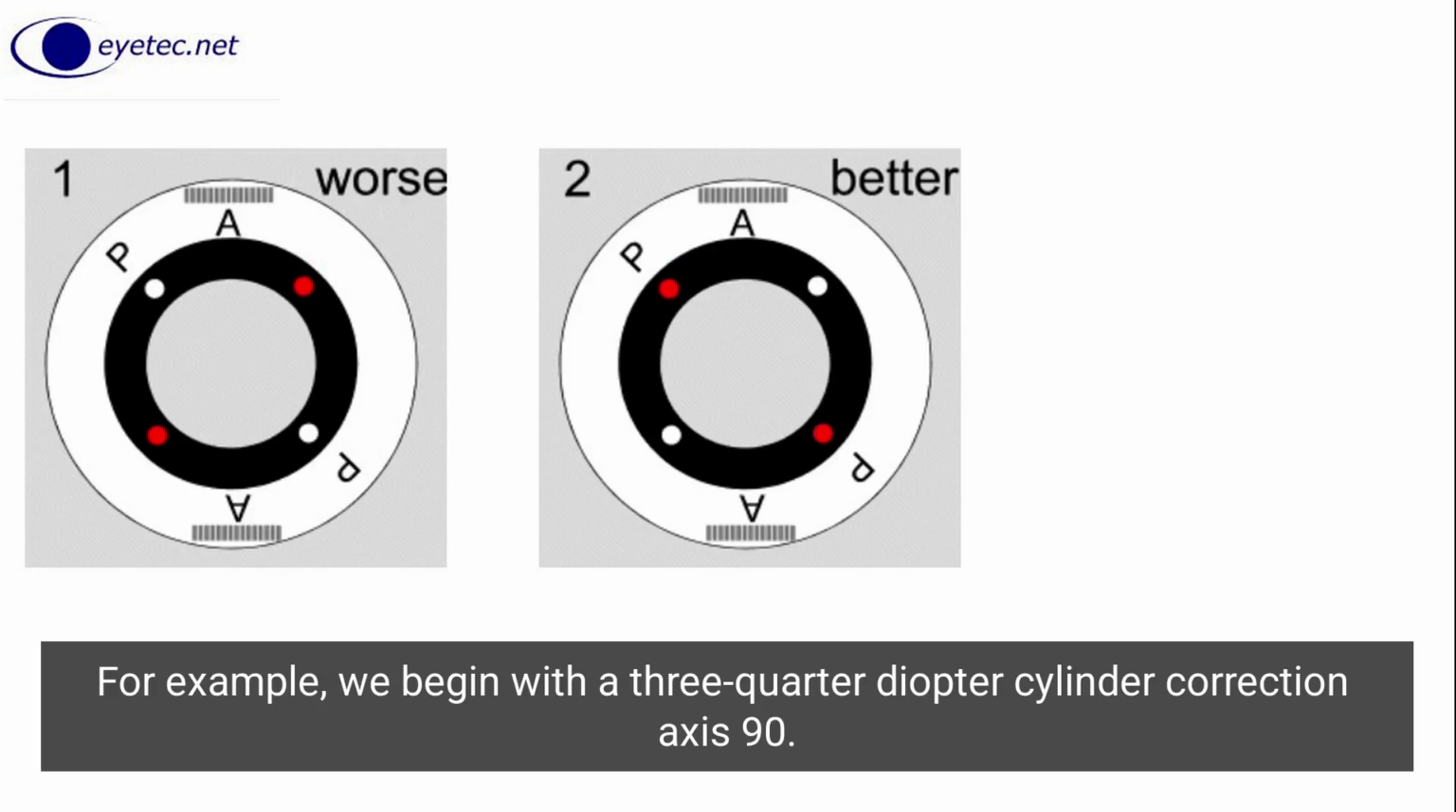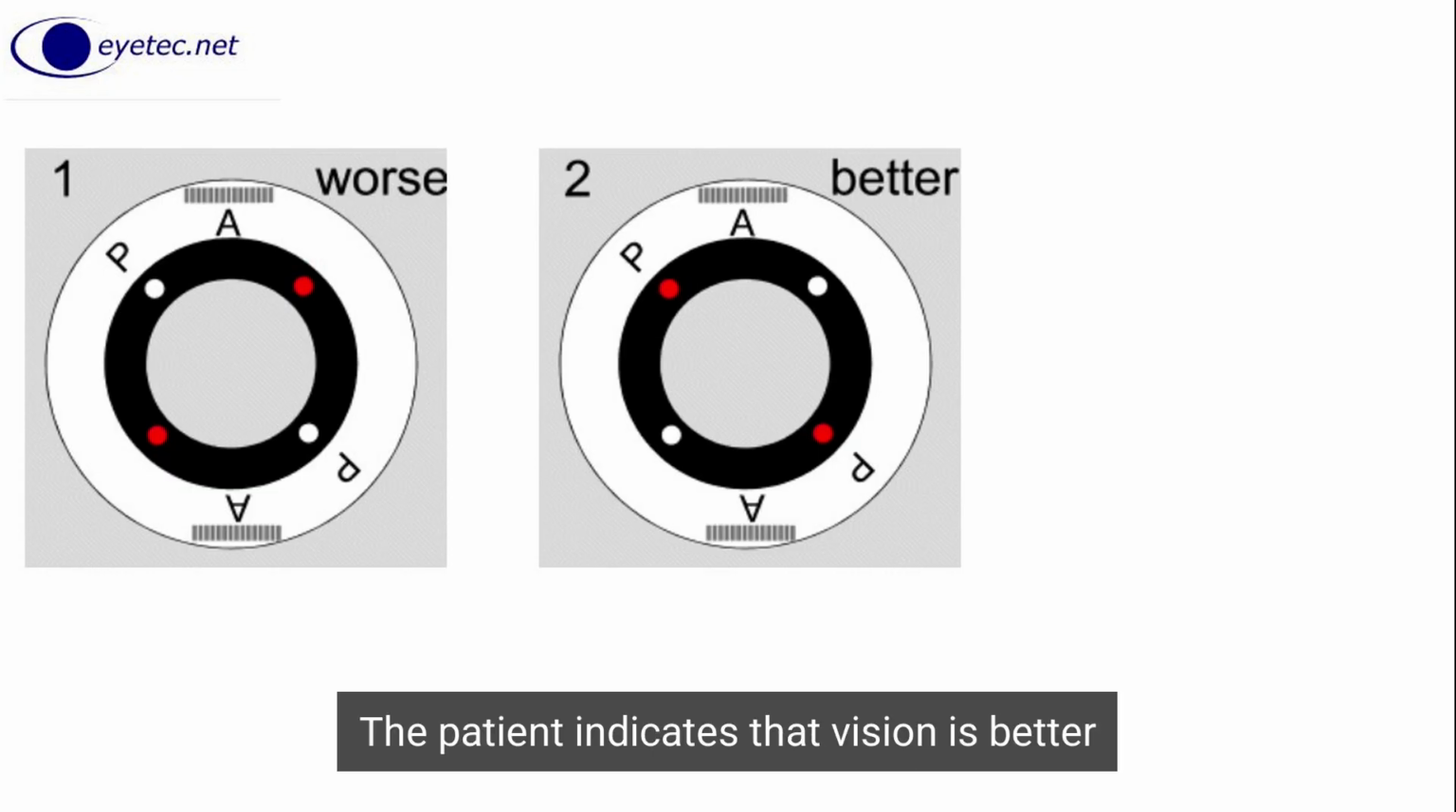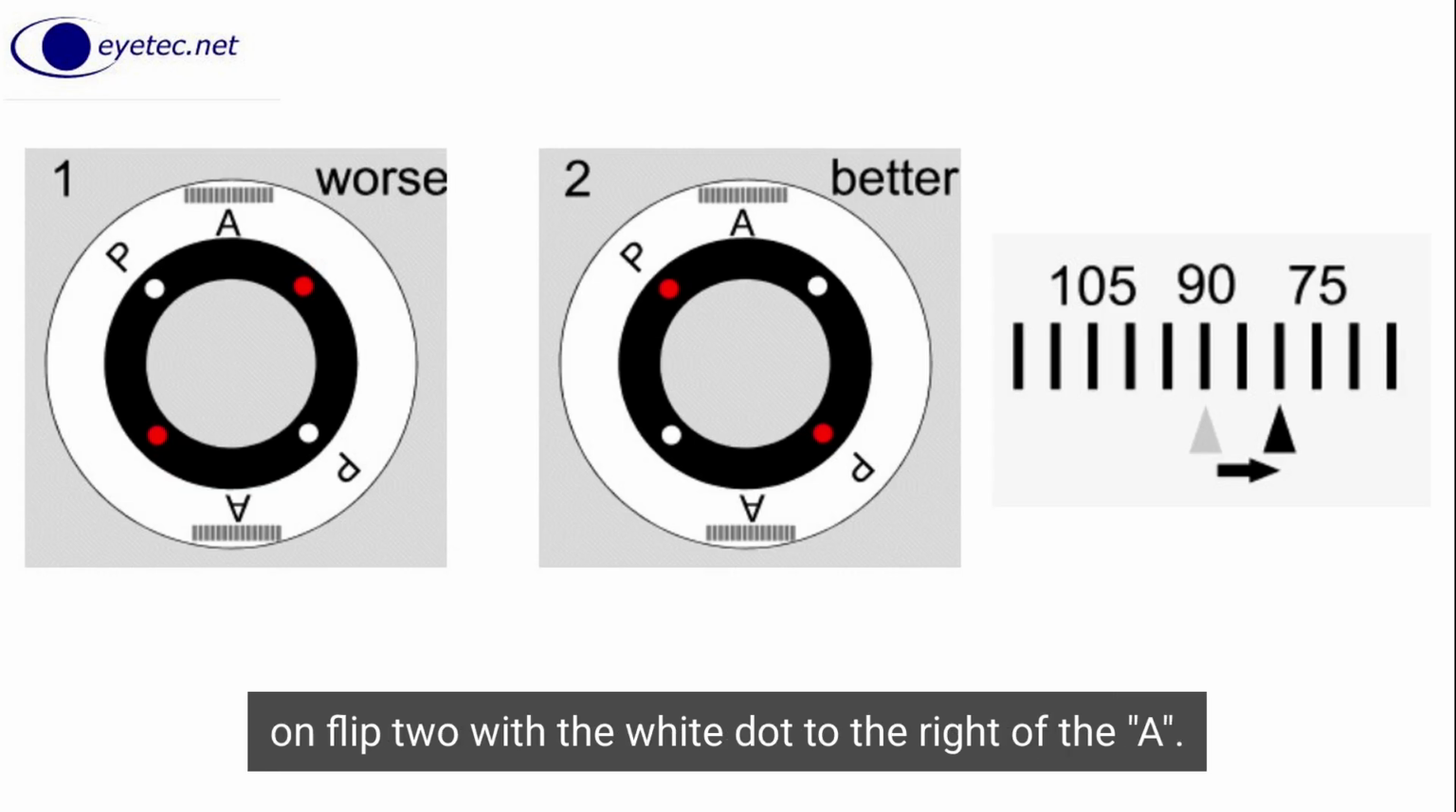For example, we begin with a 3/4 diopter cylinder correction at axis 90. We are using a plus cylinder phoropter, so we will move in the direction of the white dot. The patient indicates that vision is better on flip 2, with the white dot to the right of the A.